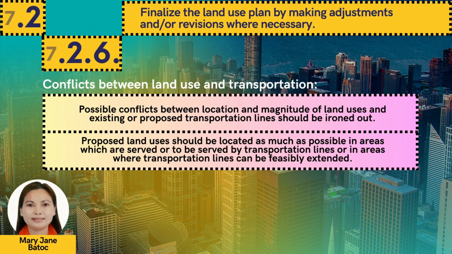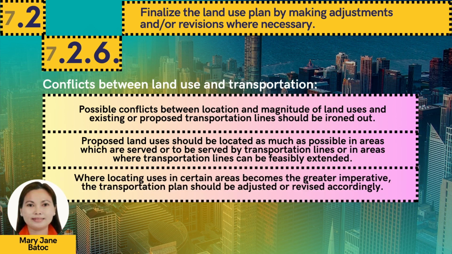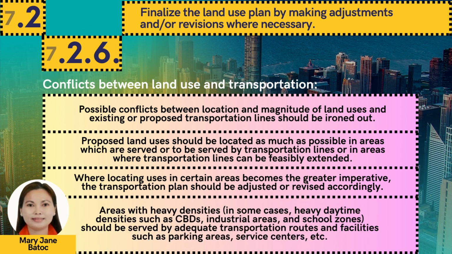Proposed land uses should be located as much as possible in areas which are served or to be served by transportation lines, or in areas where transportation lines can be feasibly extended. Where locating uses in certain areas becomes the greater imperative, the transportation plan should be adjusted or revised accordingly. Areas with heavy densities, in some cases heavy daytime densities, such as CBDs, industrial areas, and school zones, should be served by adequate transportation routes and facilities such as parking areas, service centers, etc.